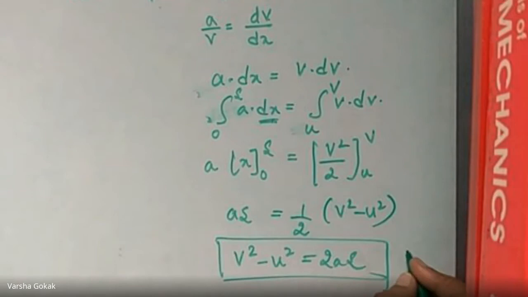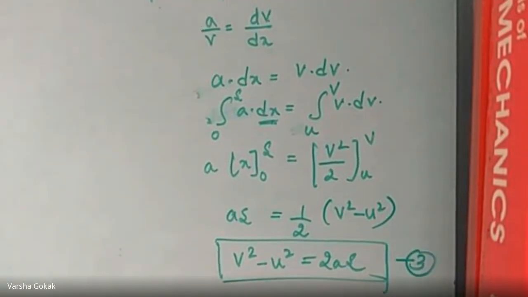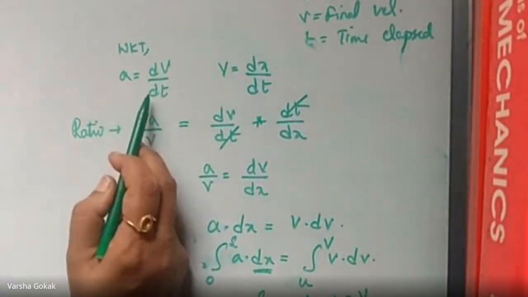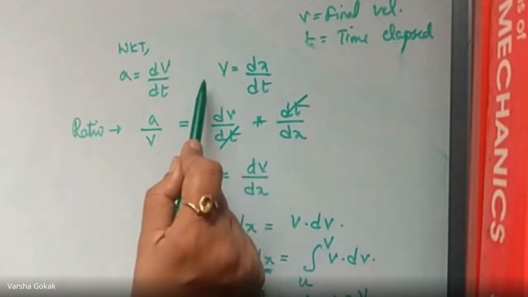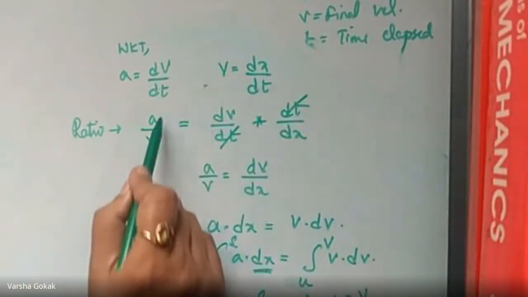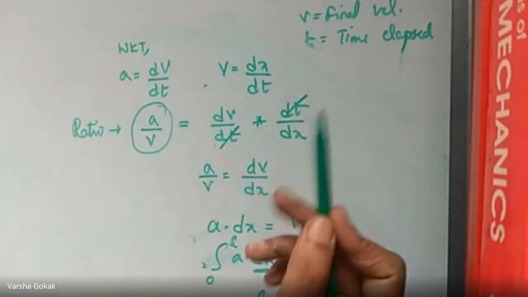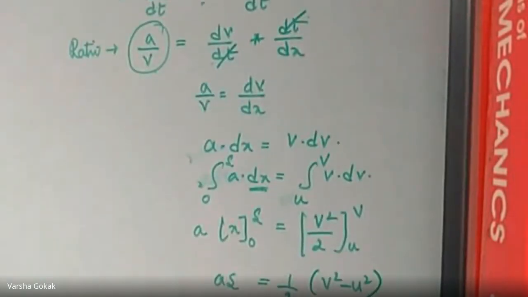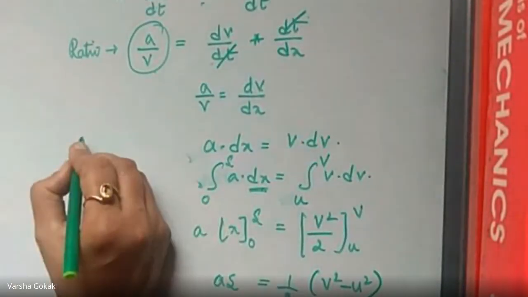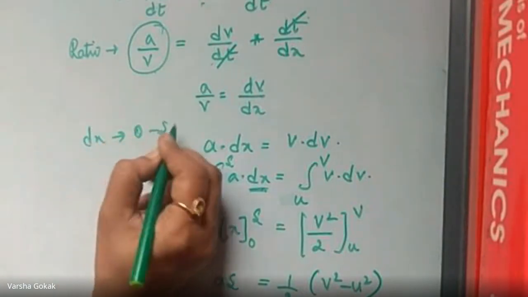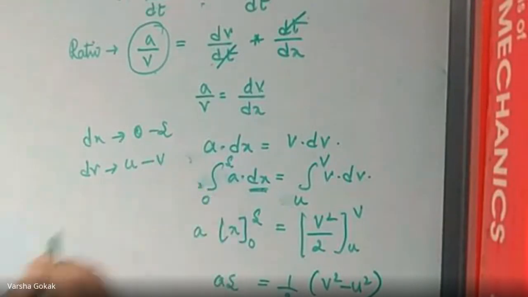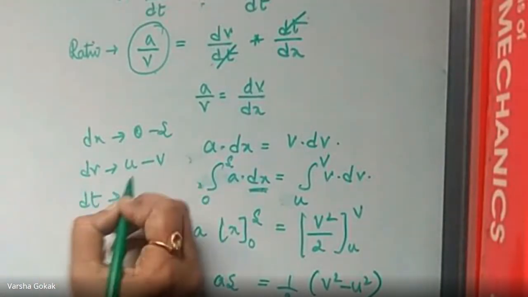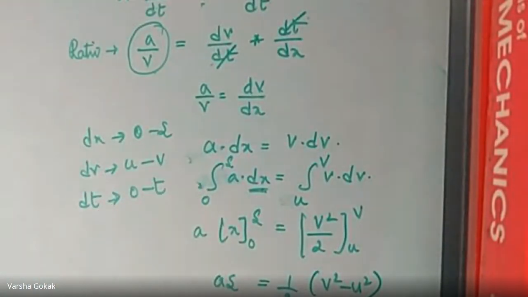2 goes to the LHS, and this is your third equation of motion, that is v square minus u square equal to 2as. Here, at the start you have to remember, I'm using both a and v, that is acceleration and velocity, dv by dt and dx by dt, and take a ratio of a by v, dt goes, and then you simply cross multiply and integrate them. You know the limits. Whenever dx comes, your limits would be 0 to s. Whenever dv comes, your limits are going to be initial velocity to final velocity. If you have a dt coming into the picture, limits are 0 to t, right?